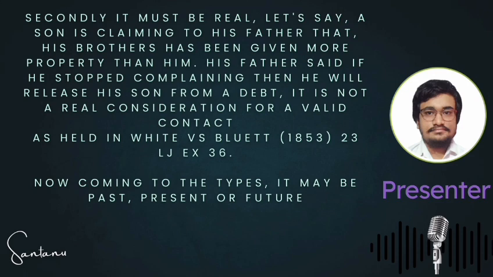Let's say a son is complaining to his father that his brother has been given more property than him. His father said if he stopped complaining, then he will release his son from a debt. It is not a real consideration for a valid contract, as held in the matter of White versus Bluett, 1853. Now coming to the types, it may be past, present or future.